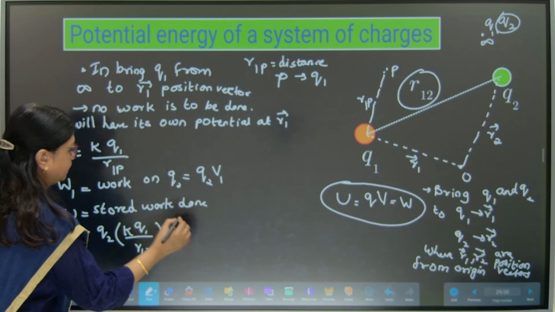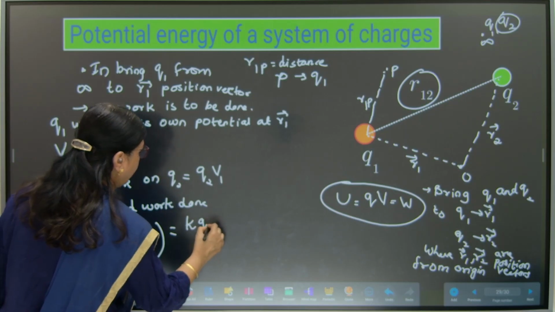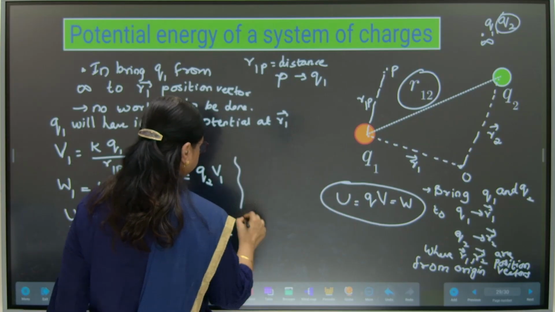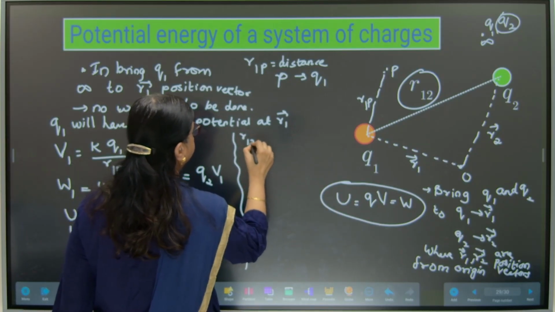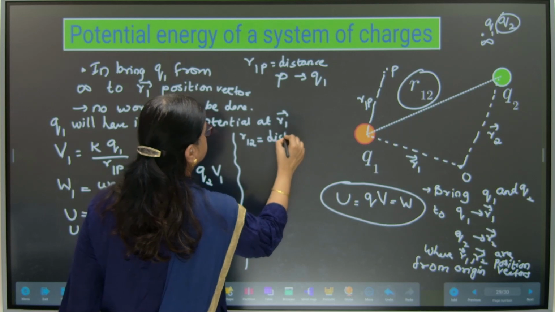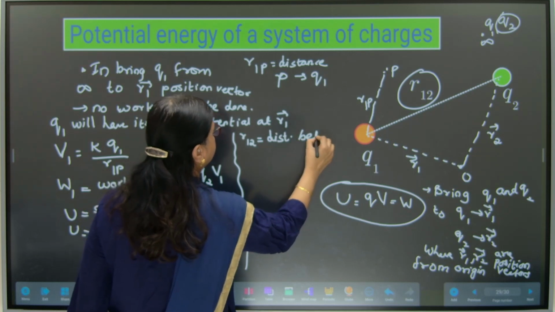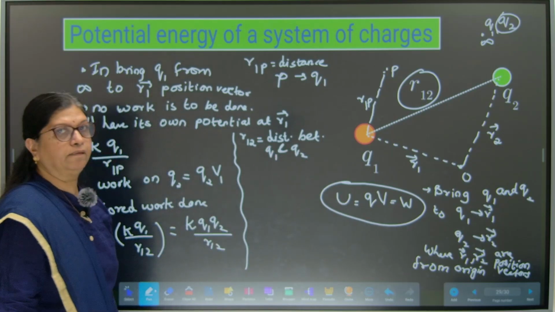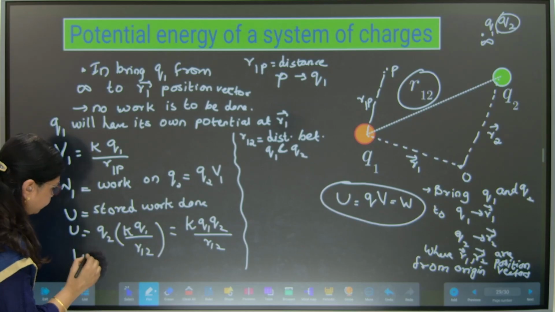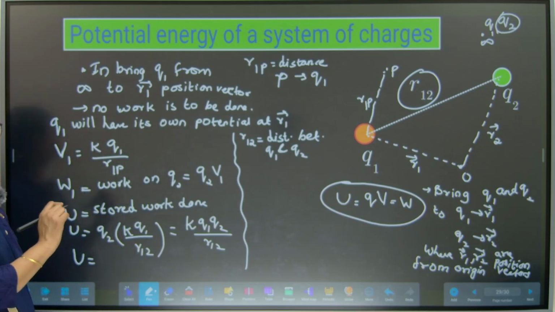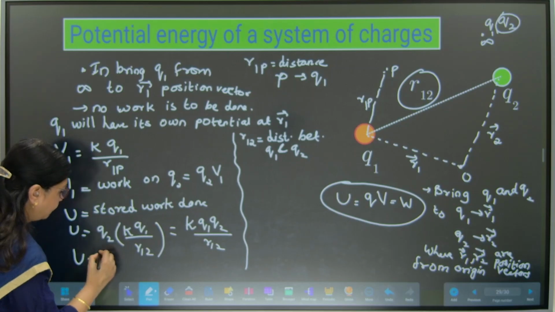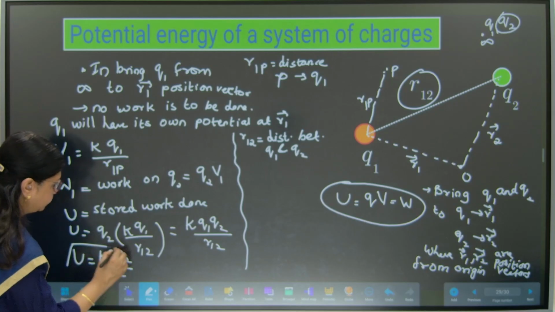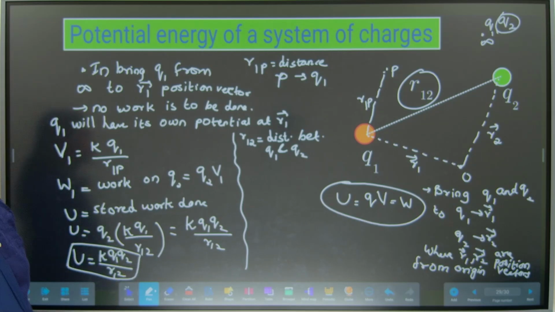Agreed? So let me write it in proper format. KQ1 Q2 upon R12. So what is R12 here? R12 is equal to, I am writing in short, the distance between Q1 and Q2. Agreed? So U, the potential energy for this system of charges Q1 and Q2, is K Q1 Q2 upon R12. Agreed?